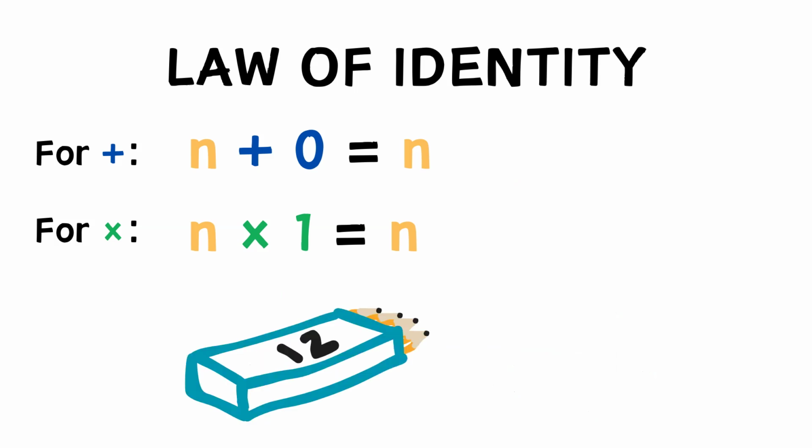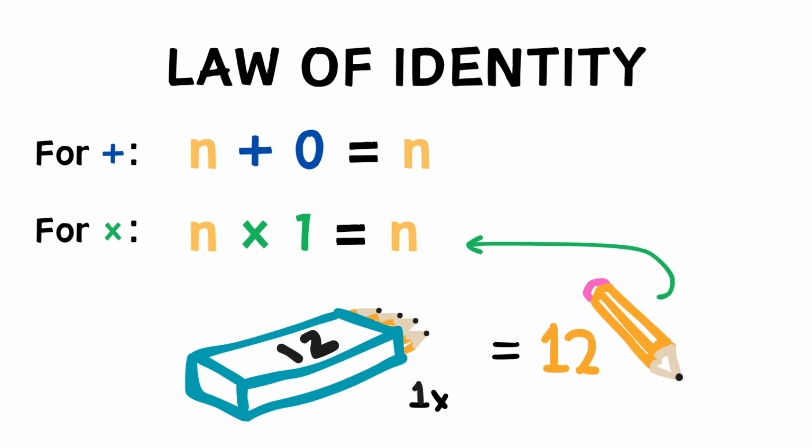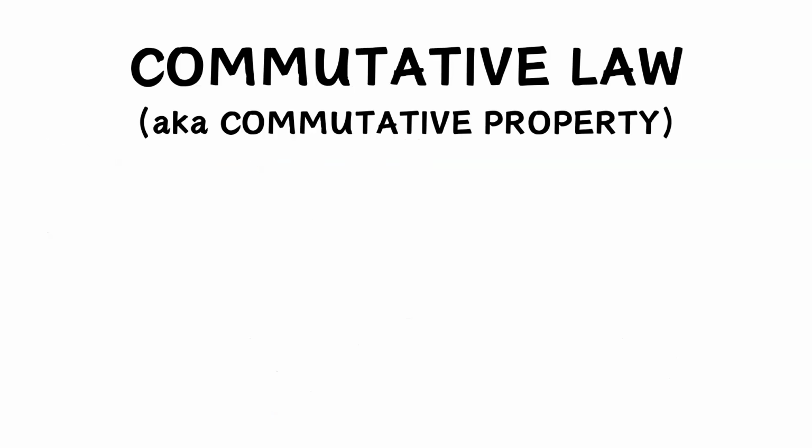Imagine you have one box that contains 12 pencils. Since there is only one box, the total number of pencils is the same as the number inside that single box, 12 pencils. This demonstrates the law of identity for multiplication. Multiplying any number by 1 keeps it the same.